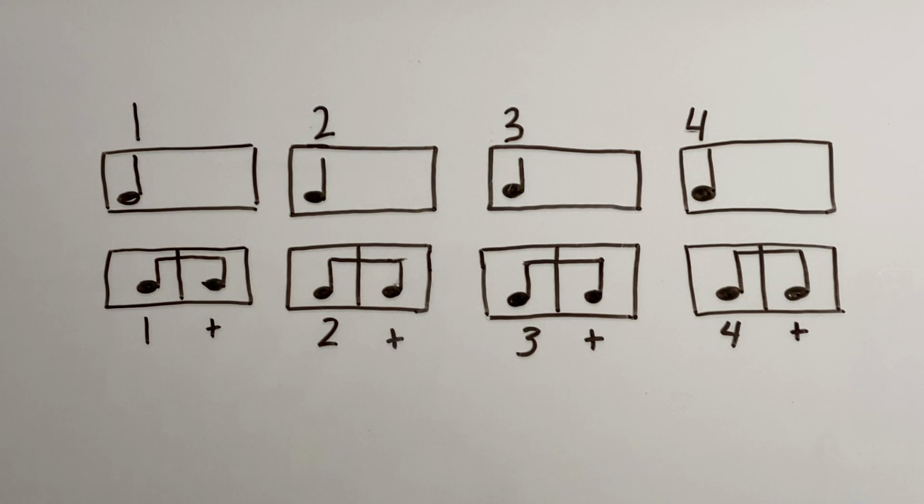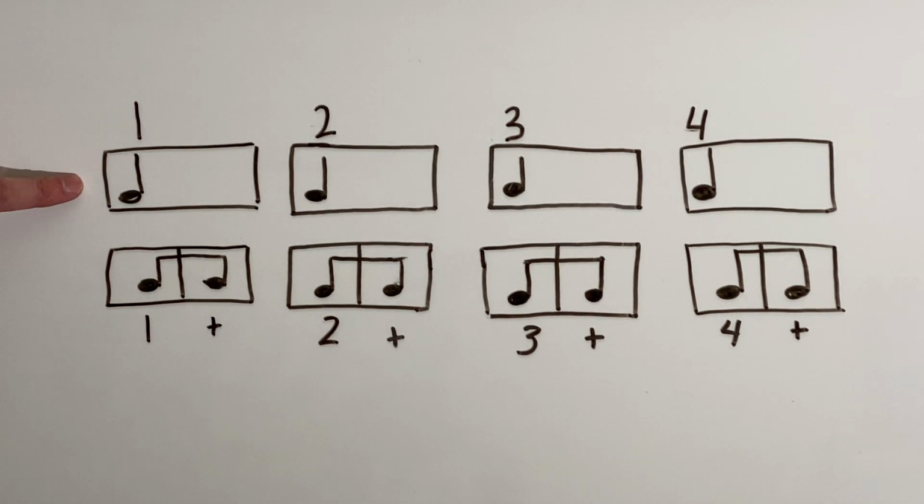The last time signature we're going to talk about today is 4/4. Now we remember that the top 4 tells us there are 4 counts in a measure, and the bottom 4 tells us that a quarter note is going to get 1 count. I have my rectangles again.